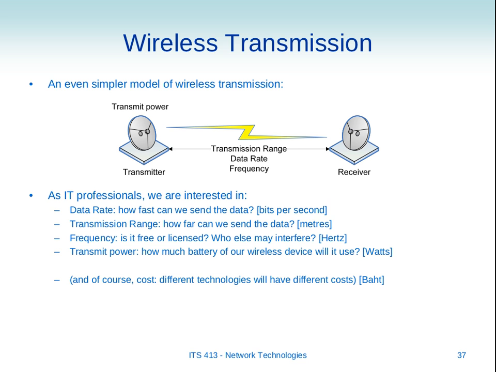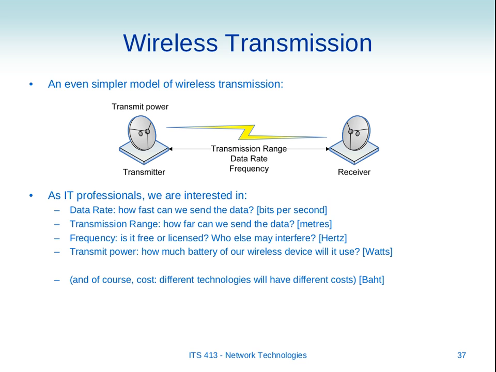So a simpler view of that previous model is that we're interested in how fast can we send the data in some wireless communications channel? What data rate can we achieve? Measured in bits per second. So when we want to select a wireless product or a wireless technology, one thing that we'll compare different technologies based upon is the data rate. What data rate can it offer us?